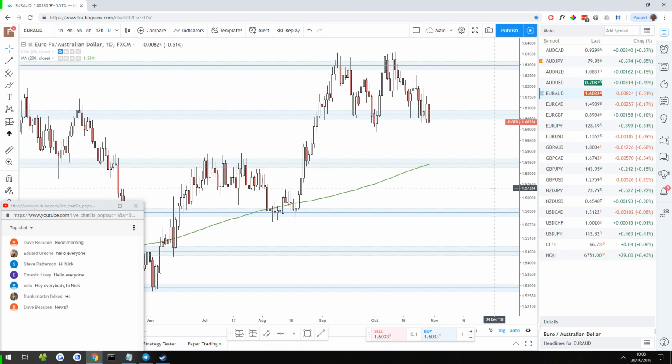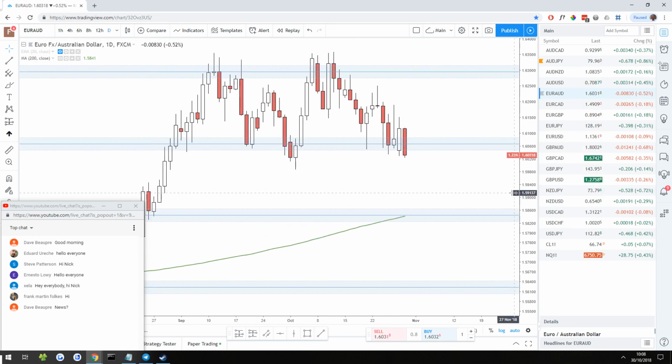EURAUD is back on top of this support area. Looks like it might want to break through this time. Let's keep an eye on this anyway. It could stall out here because it is showing signs of stalling out at this support area. Might give us a long setup, bit of a long shot. It wouldn't be a really good setup with all the mess to the left, but definitely worth keeping an eye on.